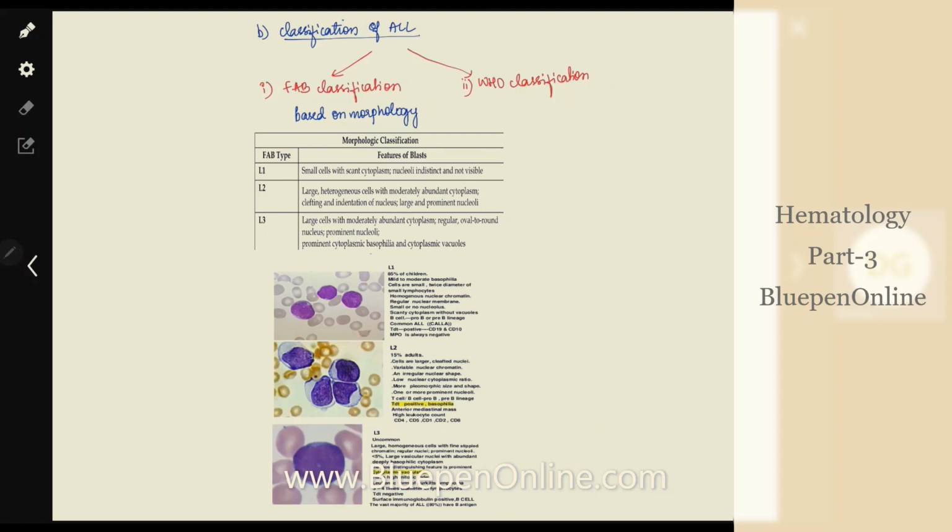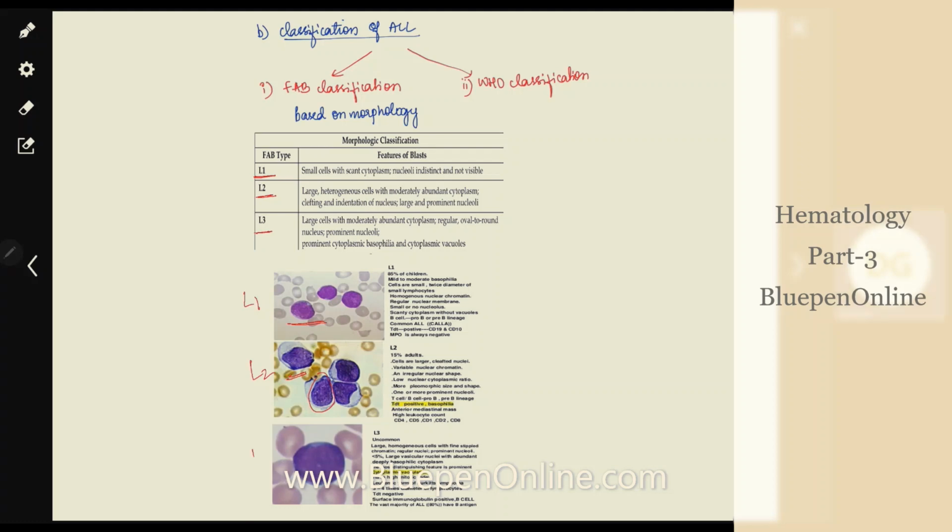So how can we classify ALL? There are two classifications for ALL. One is the French American British classification, which is based on morphology, and the other is the WHO classification. Let us have a look at the FAB classification. Just based on the morphology, it is divided into L1, L2 and L3. As you can see, L1 is small cells with scant cytoplasm with indistinct nucleoli, that is, the nucleoli are not visible. L2 are large heterogeneous cells with moderately abundant cytoplasm and sometimes clefting and indentation of the nucleus, large prominent nucleoli.